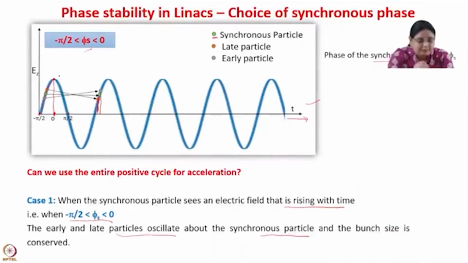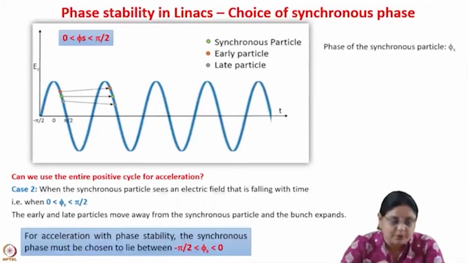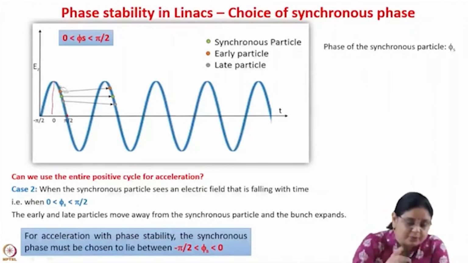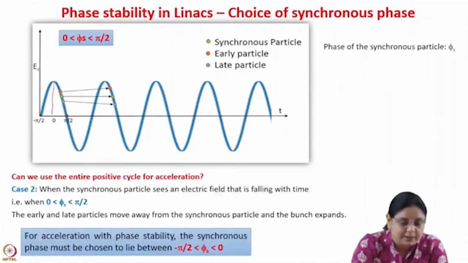Now let's see what happens when the synchronous phase lies between 0 and π/2. So now we have the synchronous particle, this green particle, lying between 0 and π/2. Here the field is falling with time. So we have an early particle here again.